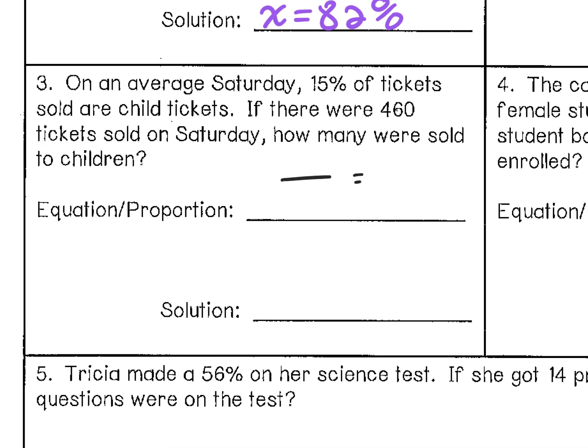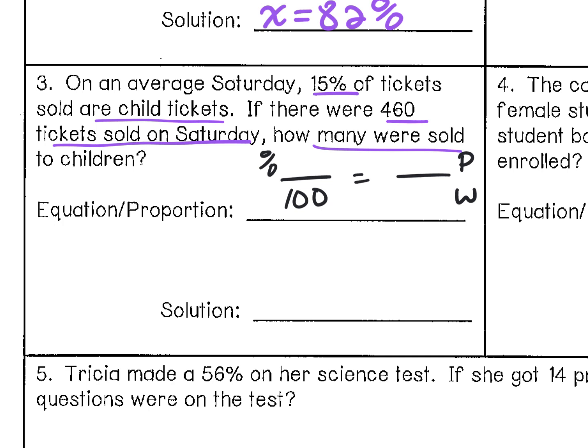Again, set it up. You notice I haven't even read the problem, but they're all set up the same. Percent over 100 equals part over whole. So on an average Saturday, 15% of tickets sold are child tickets. If there are 460 tickets sold on Saturday, we're looking for how many were children's. So 15% goes here, so 15. There were 460 tickets sold on Saturday. That's your whole. We sold 460 tickets total. We're looking for how many child tickets. We're going to go ahead and cross multiply.